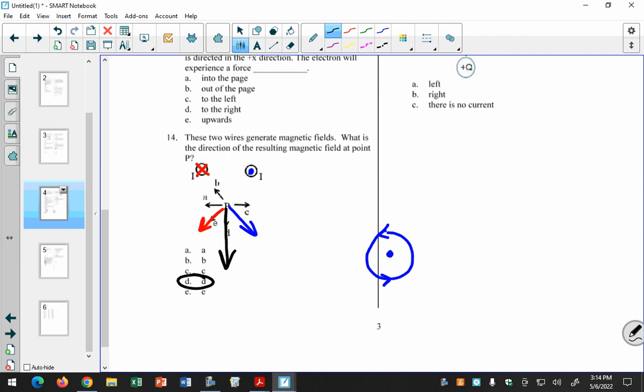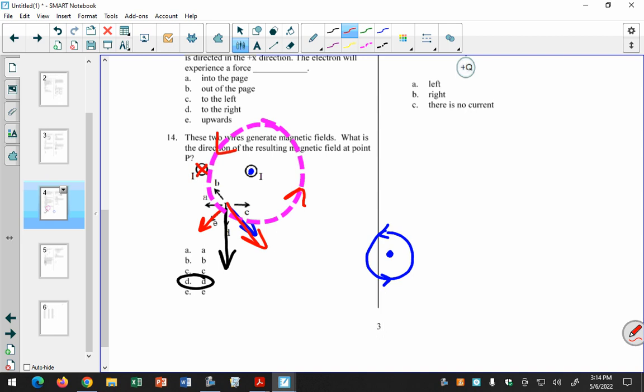So right here, where it's coming out of the page, my thumb comes out of the page, and then my fingers wrap around, giving me the magnetic field. Let me draw it on here. So the magnetic field then would go around in a circle like this. So at this point, the magnetic field would be tangent to that circle. It would go around in a counterclockwise direction.